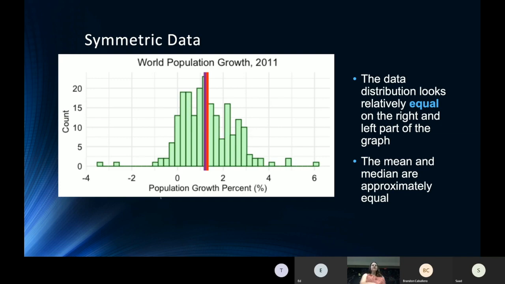So when we have symmetric data, this is somewhat close to symmetric data. As I said, our mean and our median, which are the red and purple lines, are about the same. The outliers on each side are about the same, and in the middle, it congregates in the middle. So that's what we're looking at when we have symmetric data. Normal distribution is symmetric. So that's what you want to see when you look at data, because then if you have a normal distribution, statistical tests can be done.